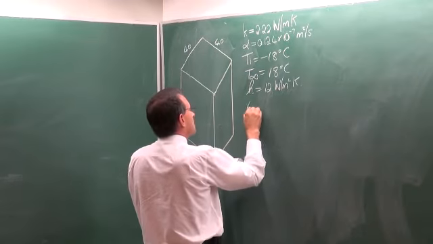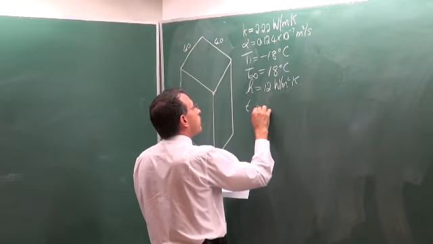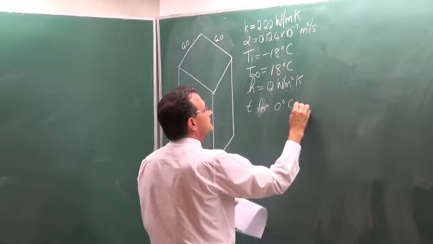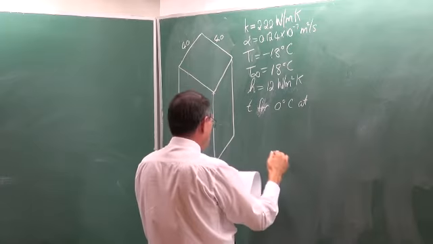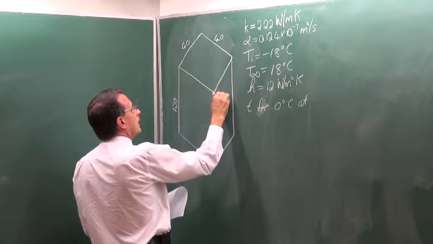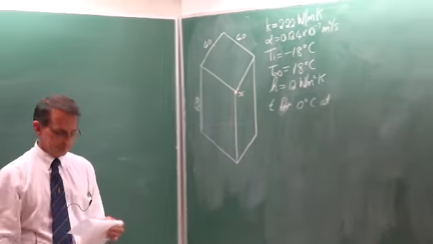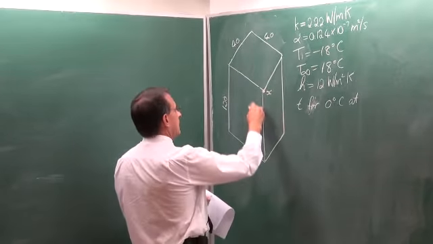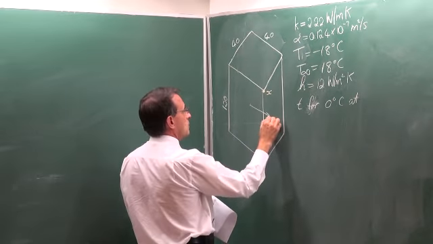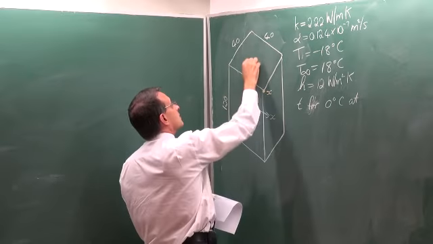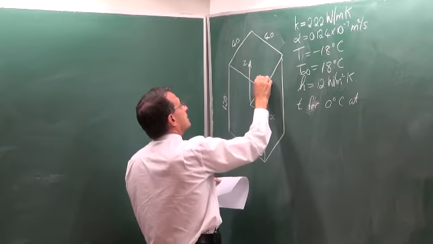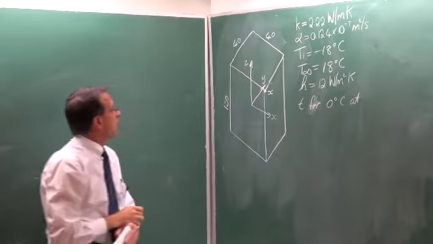And the problem is, how long will it take for 0 degrees C at one of the corners? And let's choose this corner, and we call it X, the point X. And our coordinate system is now X, Z, and Y. So it is in the center of the block of ice.